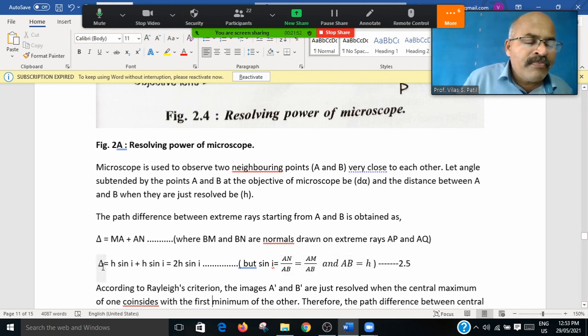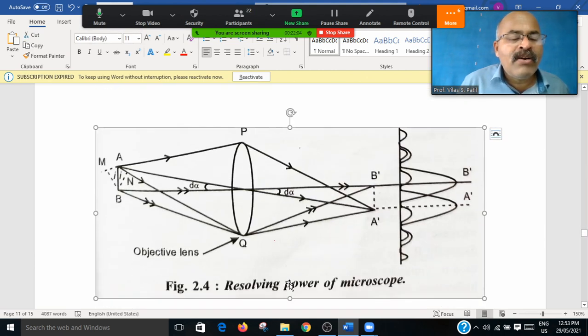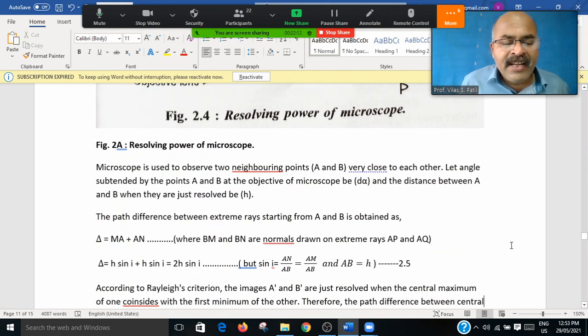Drawing the normals AP and AQ, h sin I plus h sin I, that is 2h sin I. But sin I is equal to AN divided by AB. From the diagram above, taking sin I in the small right angle triangle, AN divided by AB is equal to AM divided by AB, but AB is equal to h.